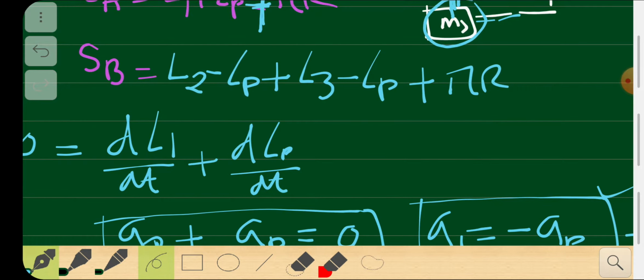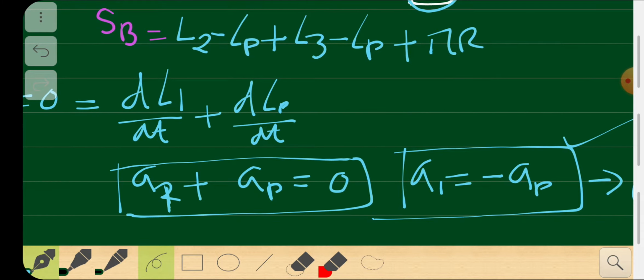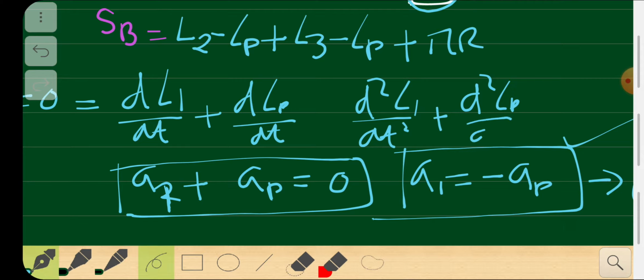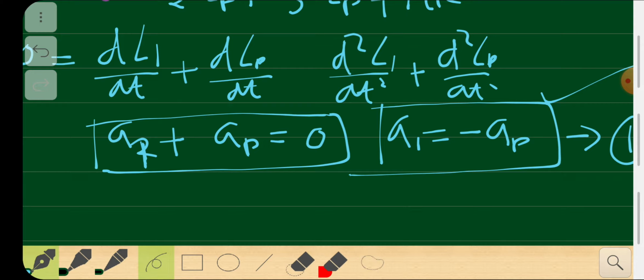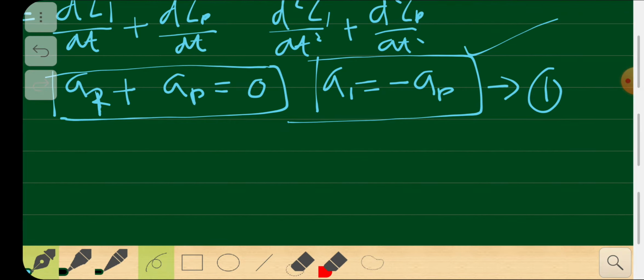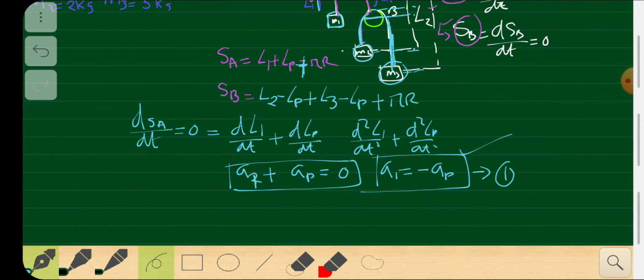So you have to take the derivative again, right? If you want to find out the acceleration, you have to take the derivative again. d²L1/dt² will be the acceleration, plus d²LP/dt². I hope you got that step right. I just skipped it. Anyways, that will be A1 and that will be AP. So A1 will be equal to minus AP, right? So we got that.